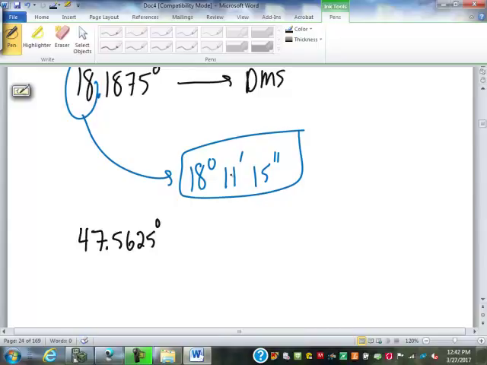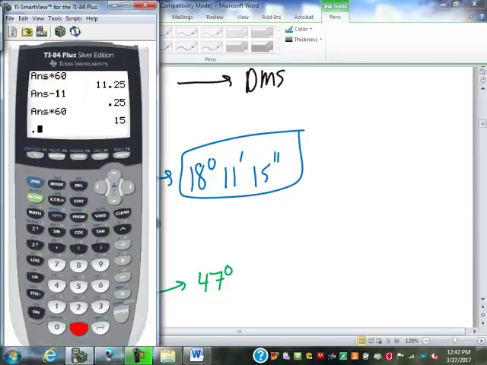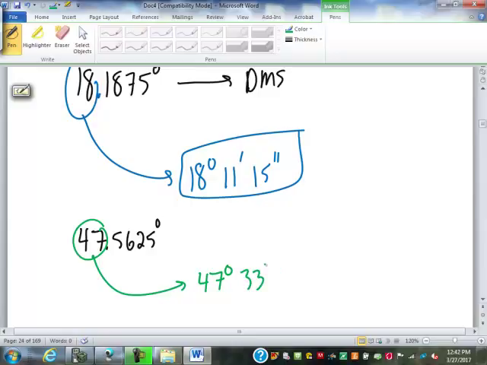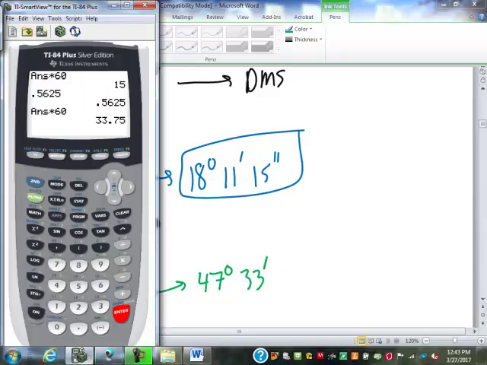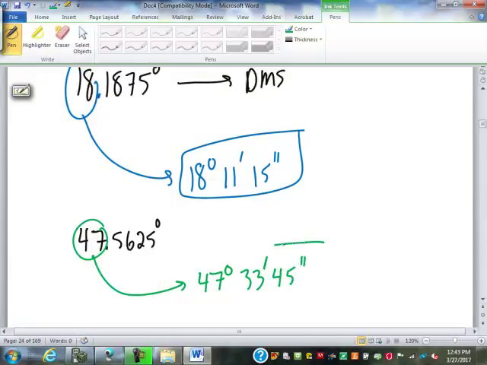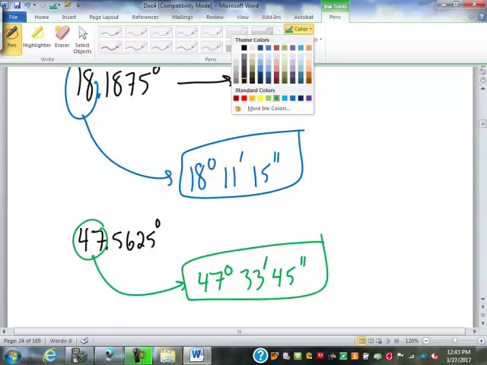So let's say we have 47.5625 degrees. Tell me where to start. 47 is just going to stay degrees. Onto the 0.5625. What am I going to do with that? Times 60 will make it 33.75. So I'm going to keep the 33 minutes. Then what? Subtract the 33. And then times 60 again to make it seconds. 45 seconds. So 47 degrees, 33 minutes, 45 seconds.